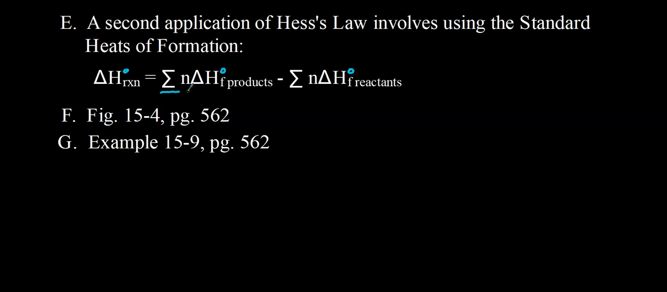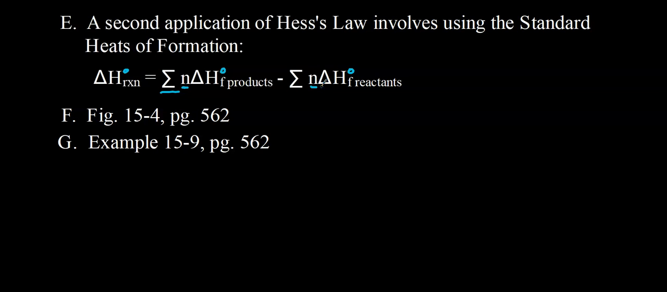And here's how it works. N here, by the way, is moles. So we take the sum of the heats of formation of the products, again, each multiplied by however many moles there are according to the equation. I'll show you what I mean in just a minute. Minus the sum of the heats of formation of the reactants. Now it has to be in that order, otherwise your sign is going to be wrong. So it's got to be products minus reactants.